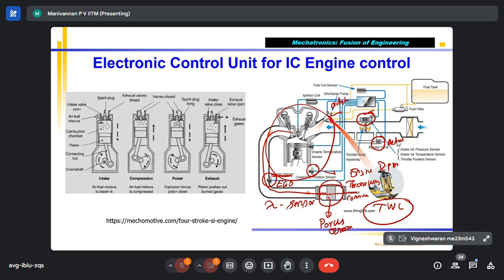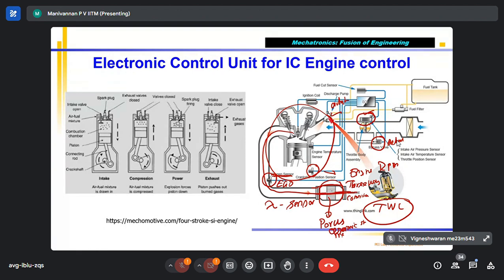Please see the cylindrical shape. The outer body is made of stainless steel, which is part of your exhaust pipe. But inside this cylindrical shape, you have porous ceramic material through which the exhaust will go. Porous means you have a micrometer-diameter porous ceramic structure through which the exhaust can go.